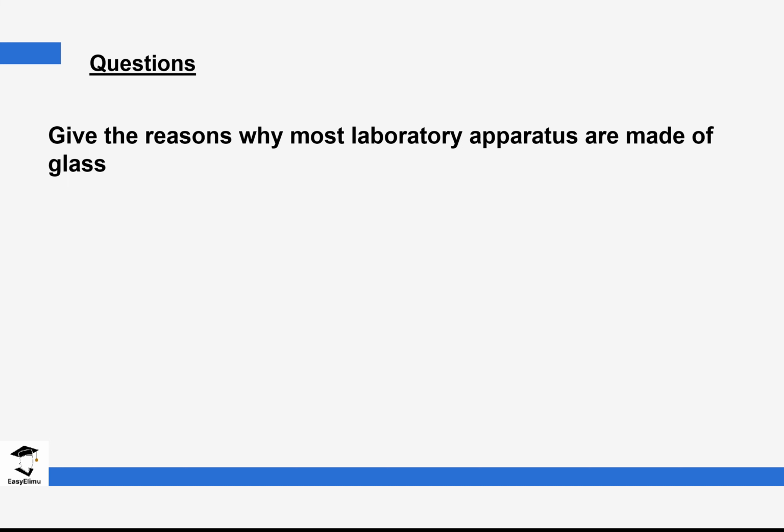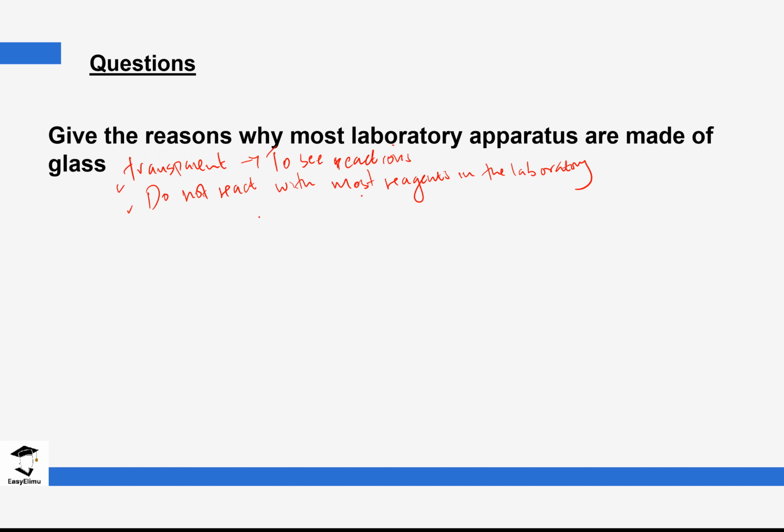First of all, the first question is, give reasons why most laboratory apparatus are made of glass. We said they are made of glass because they are transparent. Being transparent allows a person to see through and to see the reactions that are occurring in the beakers or test tubes or whatever apparatus that you're using. The other reason why most apparatus are made of glass is because glass does not react with most reagents in the laboratory.